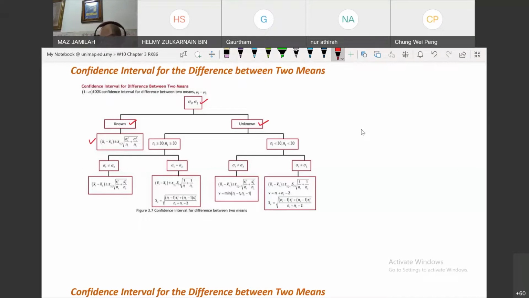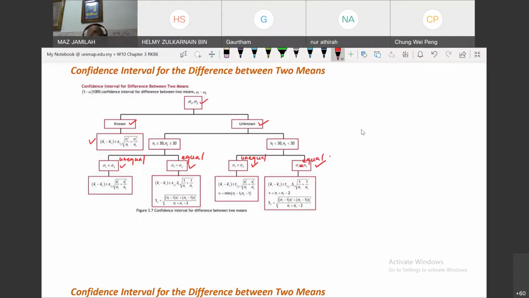two options. Either the standard deviations of the populations are unequal or equal. If n is less than 30, you also have the condition of unequal sigma and equal sigma. Okay, so this one is unequal, this one is equal sigma. This one unequal, so I believe this one is equal actually.